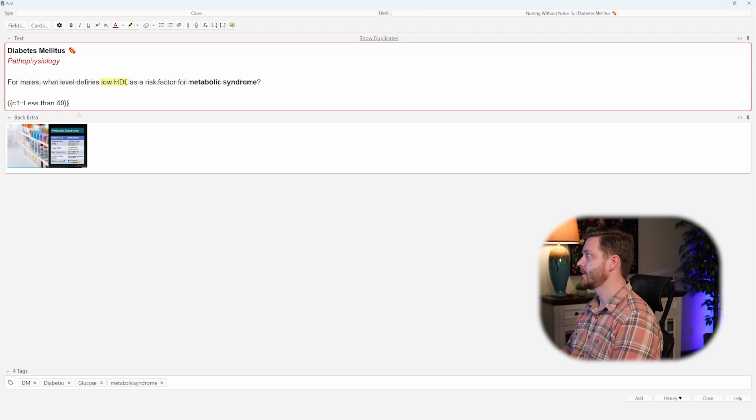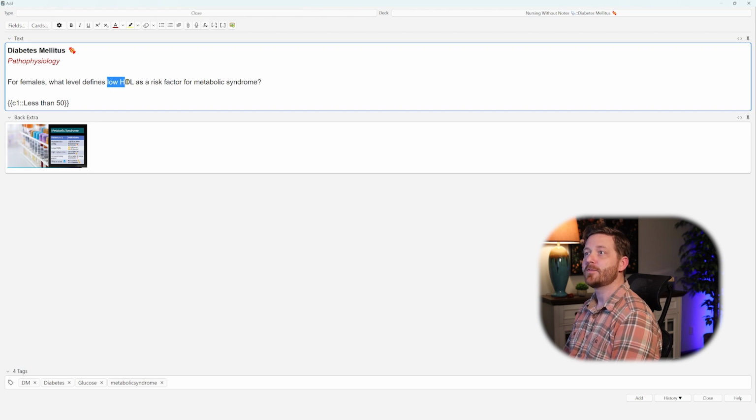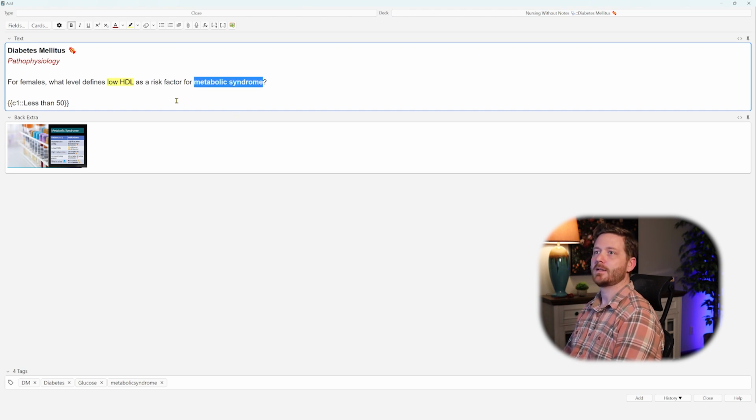Add that in. For females, what level defines low HDL as a risk factor for metabolic syndrome? Let's highlight that real quick and bold that. And then less than 50 is what defines low HDL for the females. Let's add that in there. So now we've taken care of hypertension and we've got low HDL.